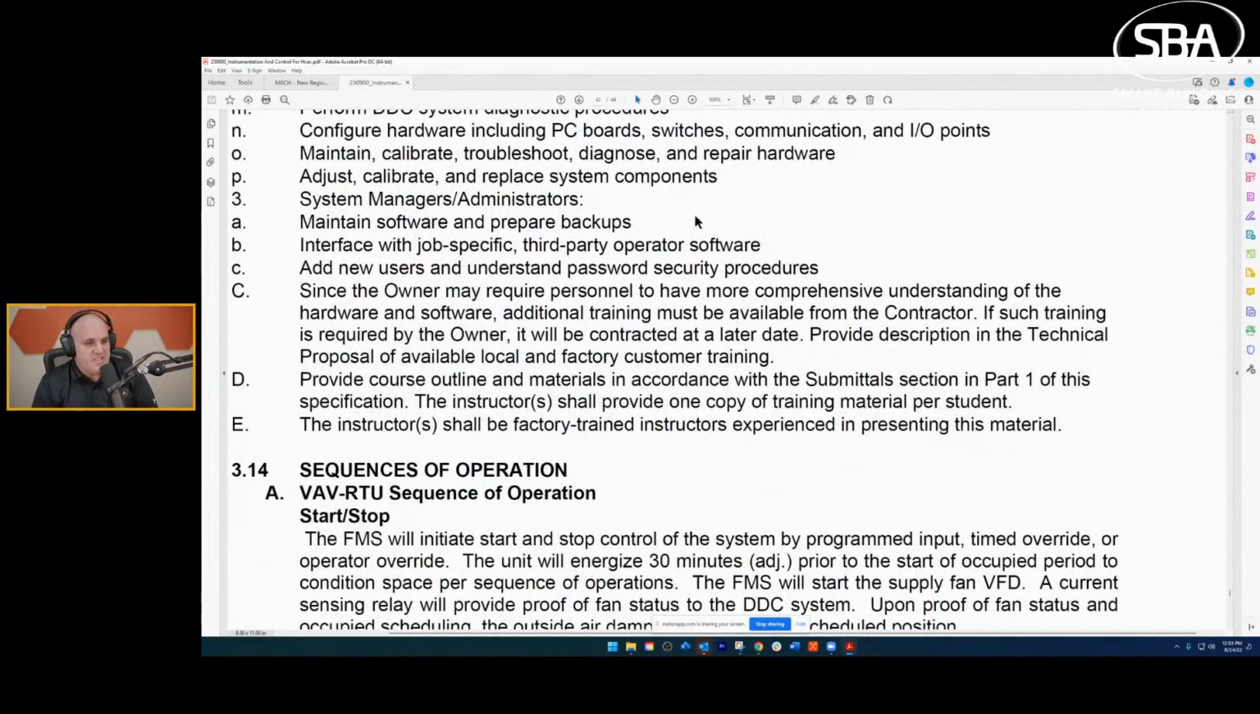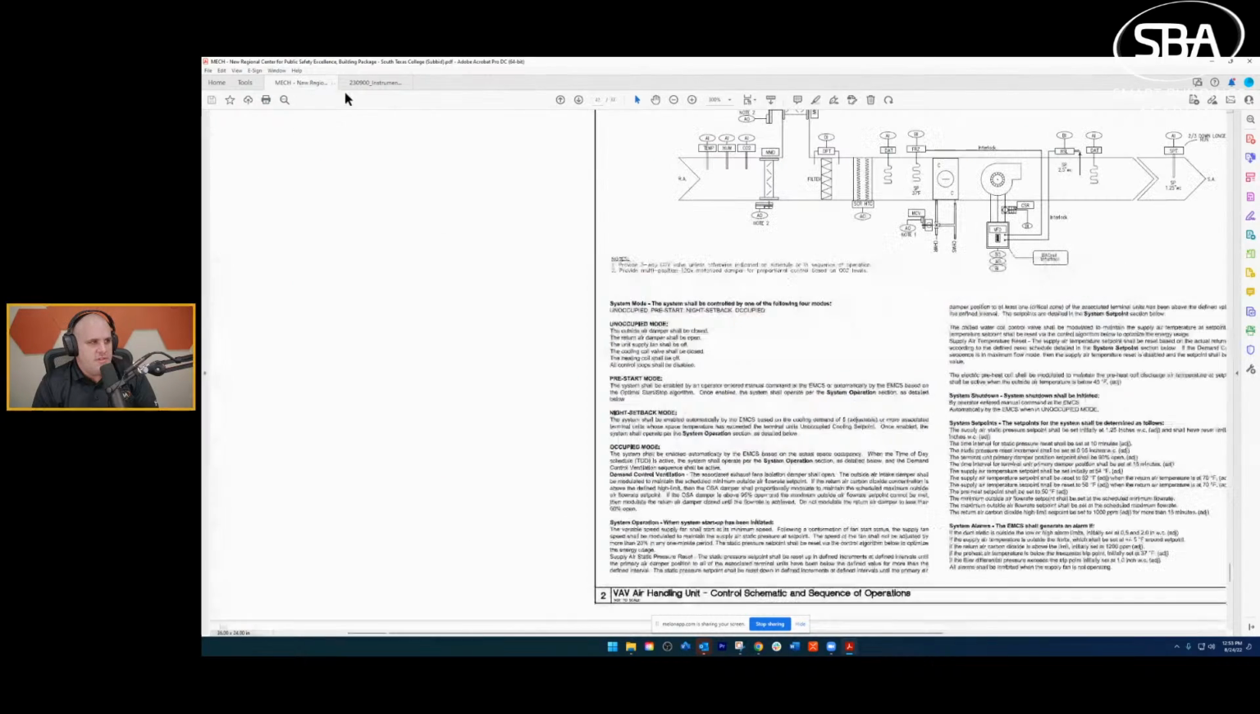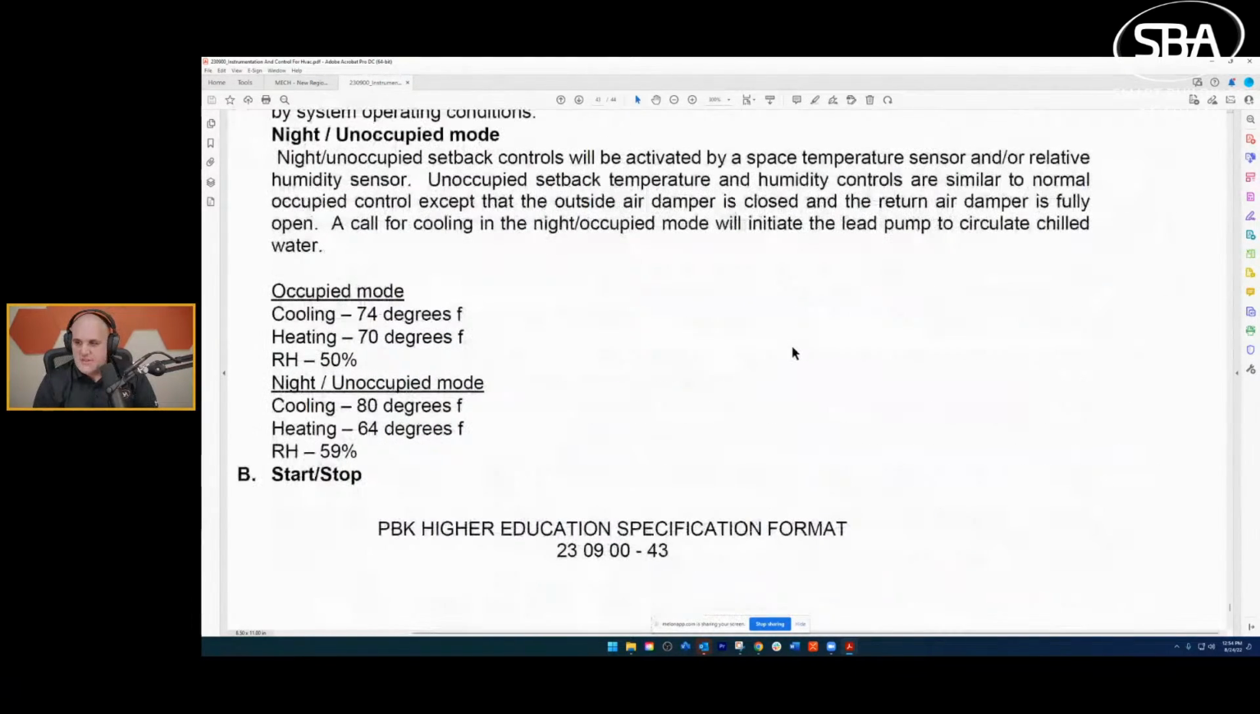I don't normally see this in here. Normally it's kind of just hit or miss. And then it's SOP. What is our SOP? Does our SOP match our mechanical drawings? And there you have it, folks. That is Mechanical Plans and Specifications 101.